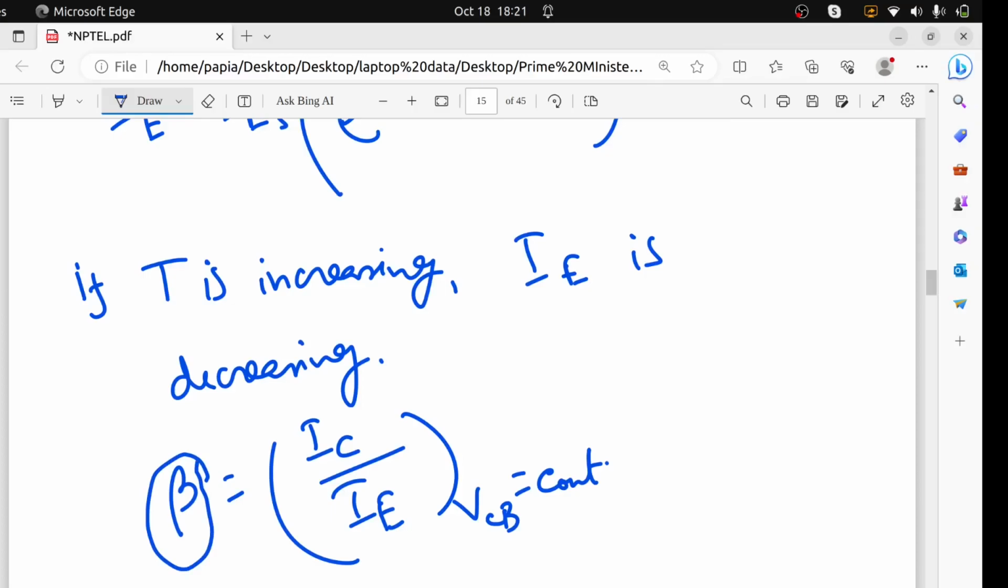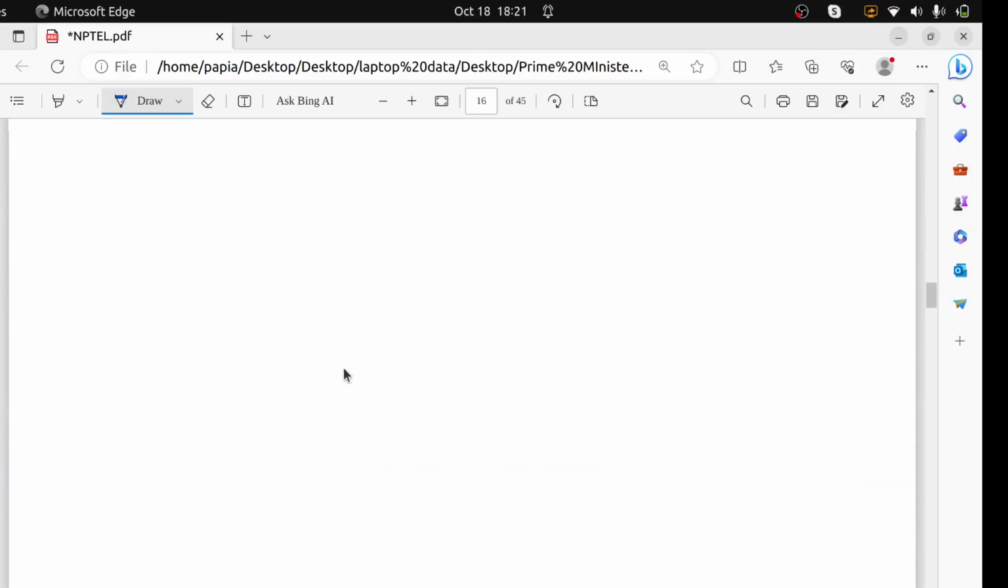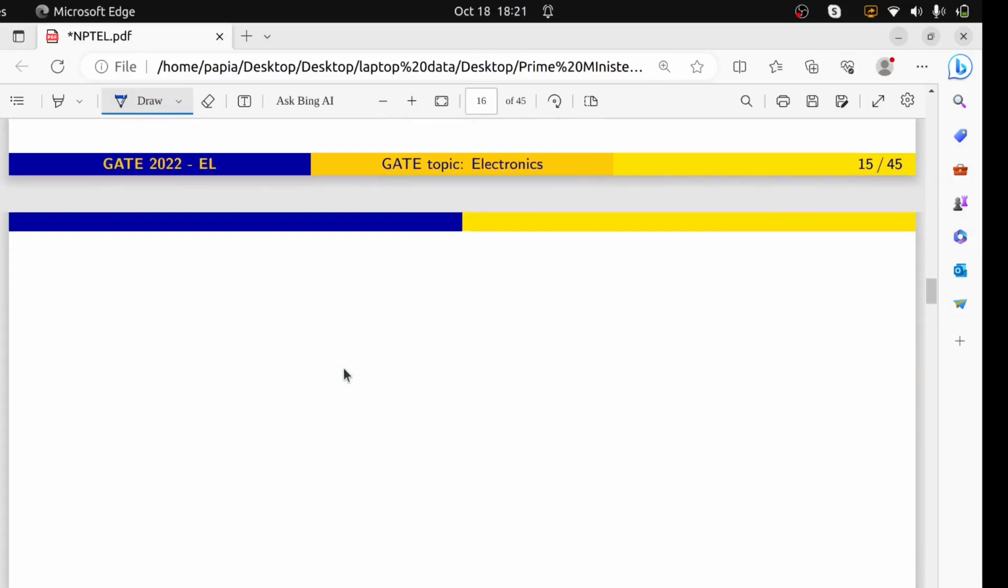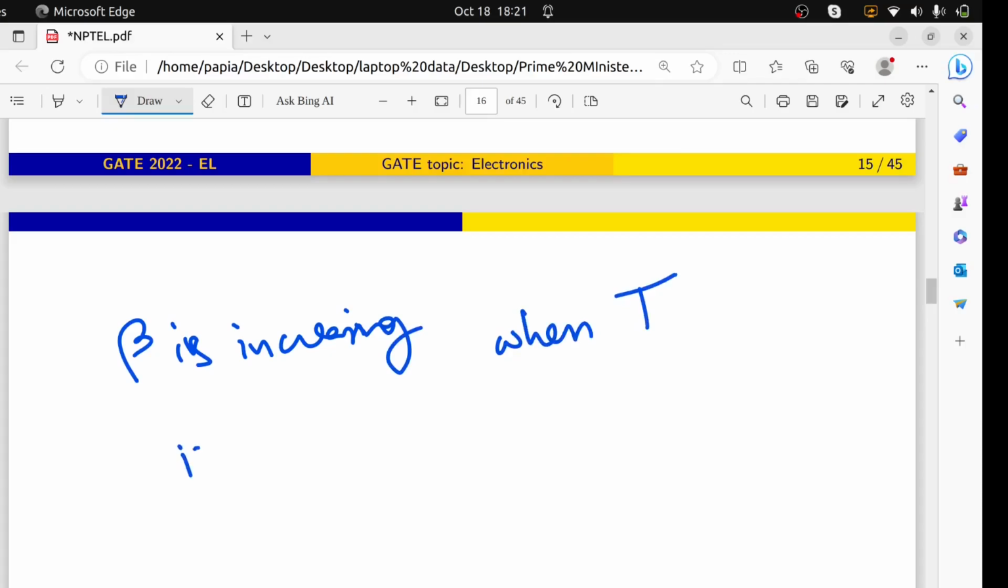I am not talking about IC right now. I mean how IC depends on temperature, that I am not talking about. I will talk about it a little bit later. But from this scenario, you can see that beta is increasing when temperature is increasing, right? So when temperature is increasing, at that time beta is also increasing.